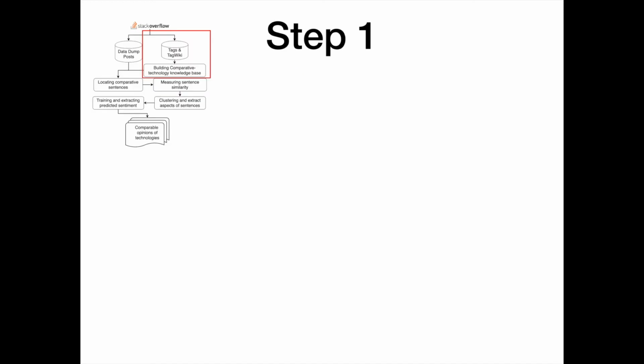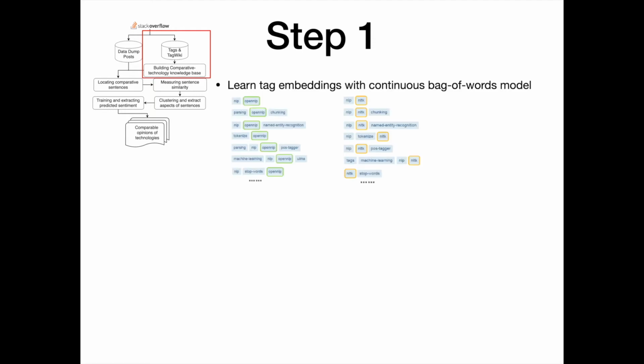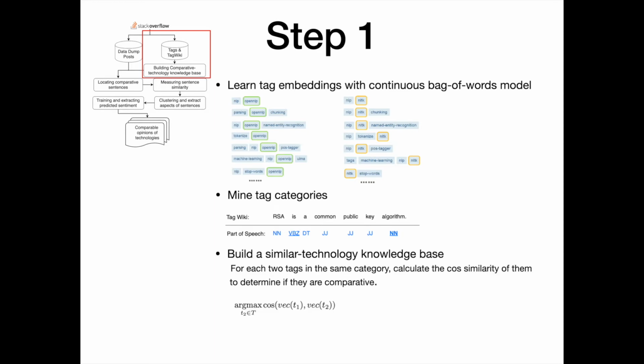Step 1 is to build a comparative technology knowledge base. We first use the tag wiki from Stack Overflow to learn tag embeddings. As can be seen in the picture, we extract all tags from each post and build a model with the continuous bag-of-words model. Then we mine the tag categories based on the tag's definition from the tag wiki. And finally, for each two tags in the same category, we calculate the cosine similarity of them to determine if they are comparable.